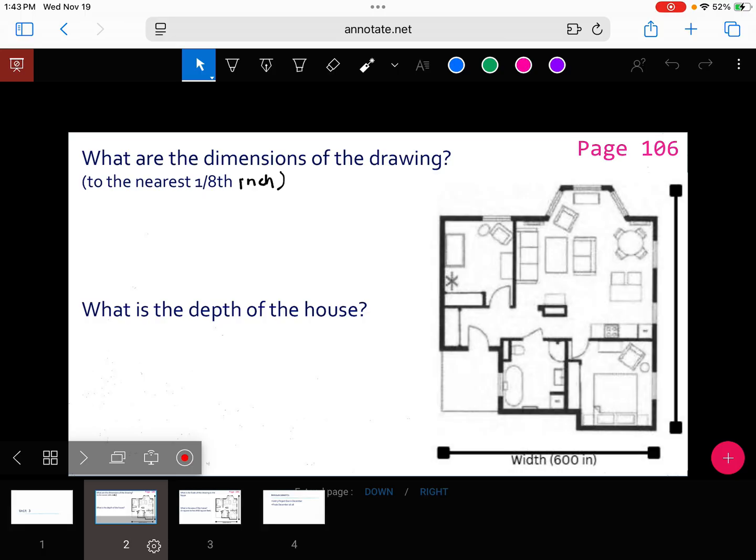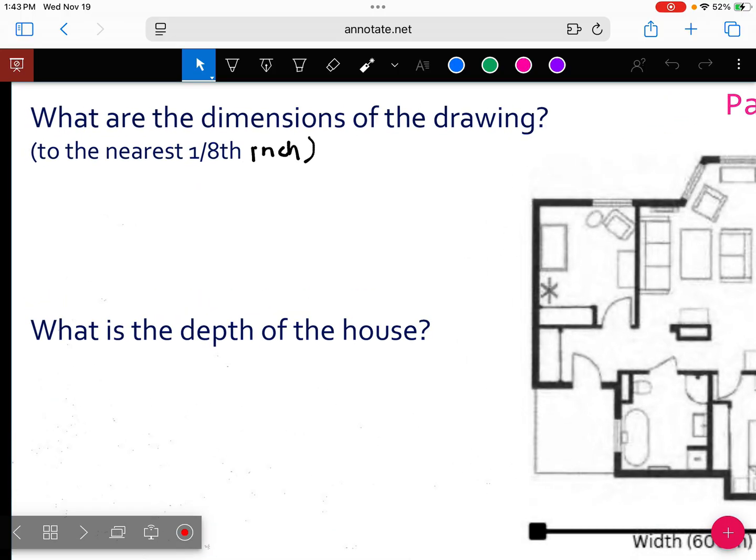Make a note that the little lines on inches are not tenths. It's not tenths. It's all divisions in half. So it's half, or eighth, or quarter, or 16th. So we want to measure this picture width and length.